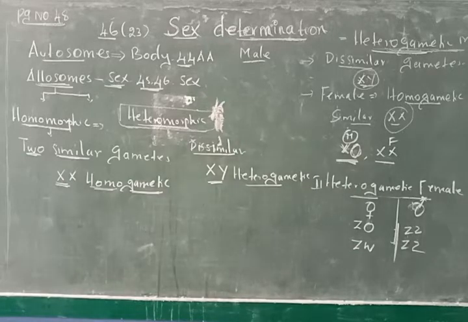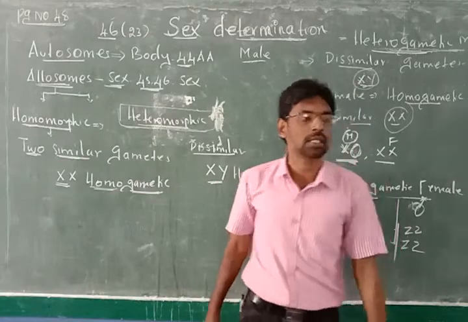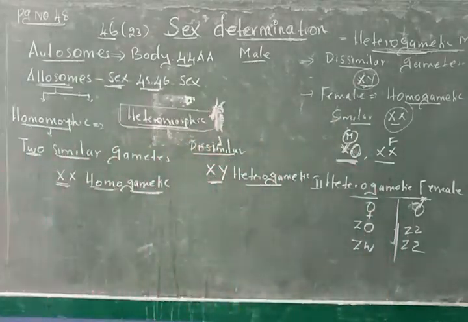and domestic chicken. Then ZW is for gypsy moth, fish, reptiles and birds. So these are all very important 1 mark questions regarding this sex determination. Understand? So one part is over regarding sex determination.